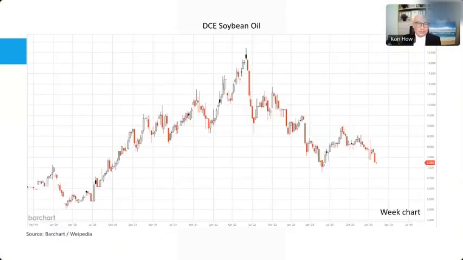So this is DCE soybean oil, and we're looking at a weekly chart here. So I'm going to apply very technical reasoning. Later on, I'm also going to explain to you the macro fundamental developments of what I'm seeing here. Now, of course, from the year 2020, we know that because of COVID, almost all commodity prices moved up. So we know what the fundamental reason is.